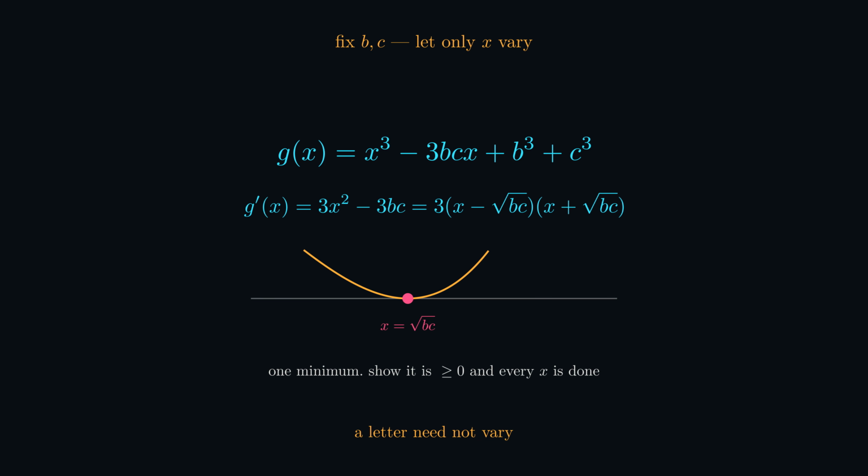Differentiate: 3x squared minus 3bc. That is 0 when x squared equals bc. So for positive x, at x equals the square root of bc. Below it the derivative is negative, above it positive. One minimum, and its position is exact. Show that minimum is not negative, and the inequality is proved for every positive x at once.